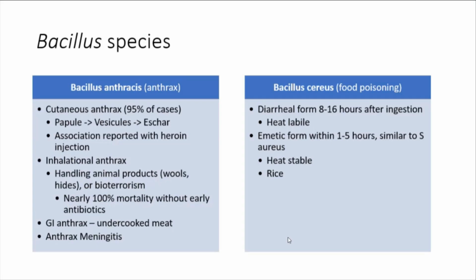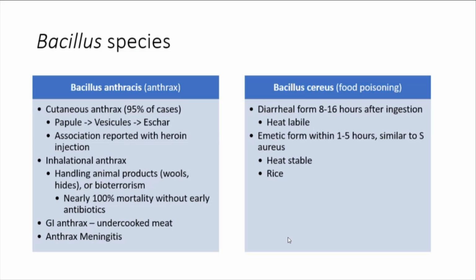So Bacillus species, there's two that are more clinically relevant. Anthrax is the first one. Cutaneous anthrax is the vast majority of cases. It starts with a papule, then vesicles form, and then an eschar. There have been associations in the past decade or so with heroin injection, though I haven't heard about them recently, to be honest. And then the one that's always worried about is inhalational anthrax, because this can be used for bioterrorism, right? And can have very high fatality rates.